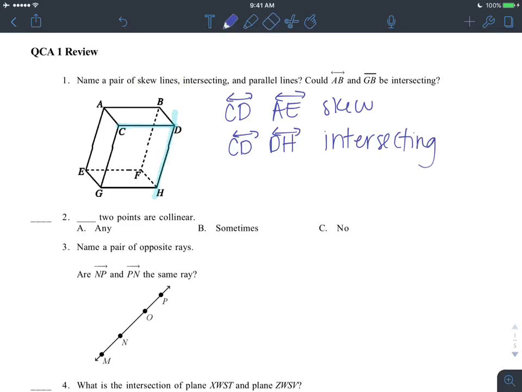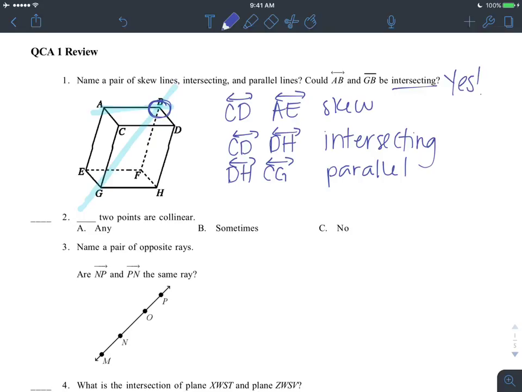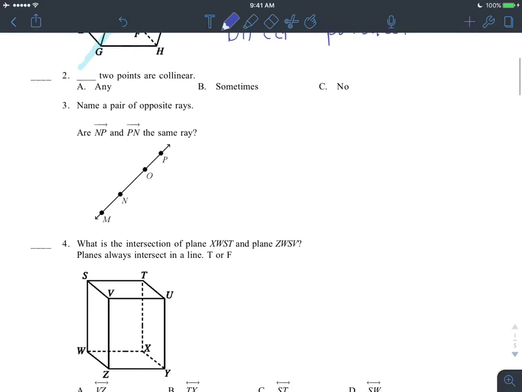And then we have parallel lines. So parallel, I'm going to use DH and then say CG. So DH and CG. Your answers can be different. This is just an example of some that I picked. Okay, and then it says, could AB and GB be intersecting? So AB and GB. Okay, here's the big thing, guys. They share a point. So because they share a point, they are intersecting. They're definitely intersecting lines.